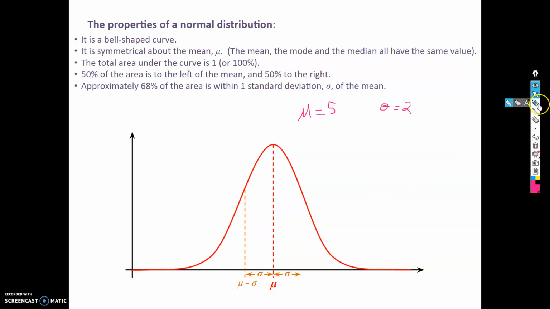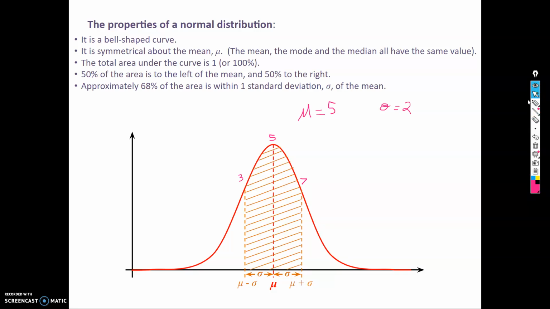Okay, so if we fill in our example, the mean is 5, the standard deviation is 2. So 1 standard deviation to the left would be a 3. 1 standard deviation to the right, which would be that line there, standard deviation is 2, so we would add 2, so that would be at a 7. And our rule says approximately 68% of the area is within 1 standard deviation. So 68% of our data is going to be contained within the interval from 3 to 7, because that is 1 standard deviation left of the mean and 1 standard deviation right of the mean.